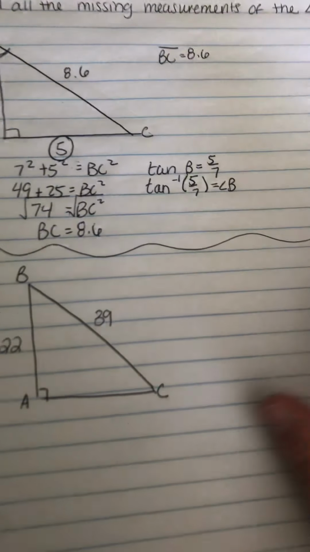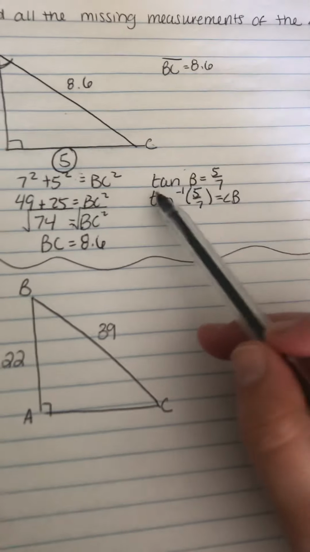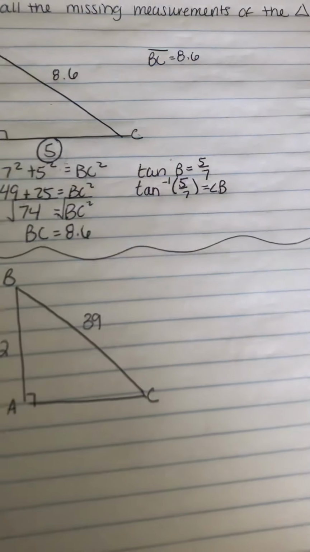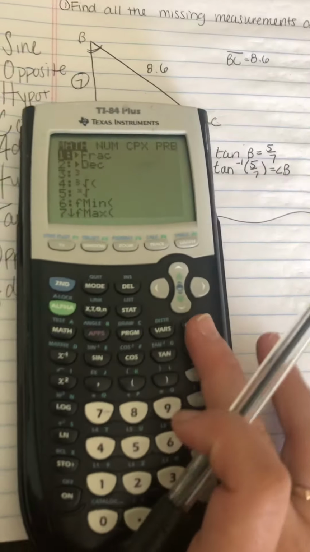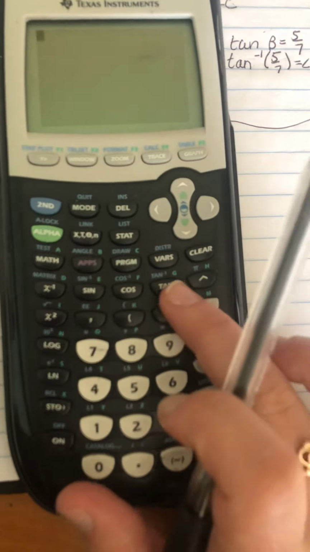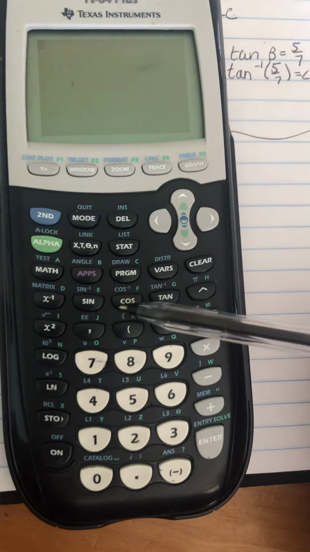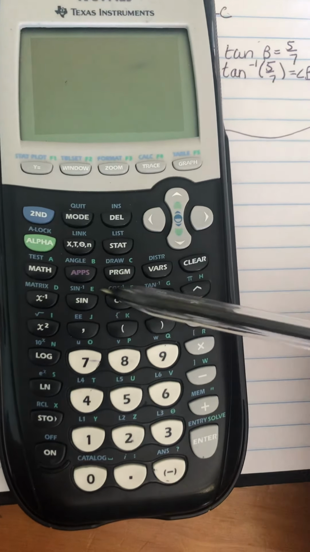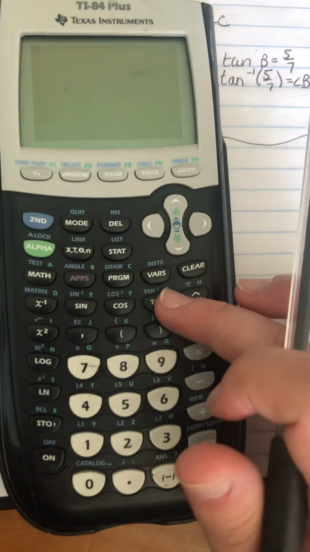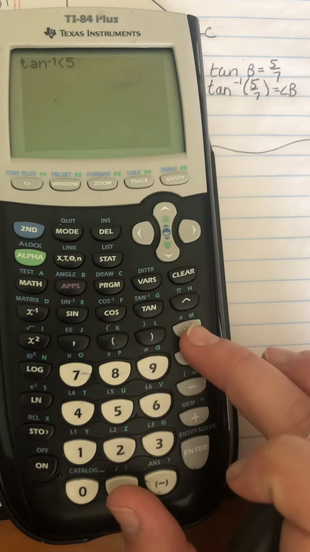When I go to plug that in, I can't take the tangent of just B because I don't know what B is, but I can take the inverse tangent of my side lengths, my ratio for my side lengths. So if I go to my calculator, to get the inverse here, you can see it in blue right above your normal functions. It's the -1 above those. So I'm going to hit second tangent, and then I'm going to plug in the 5 over 7.